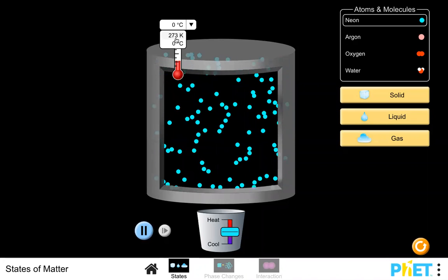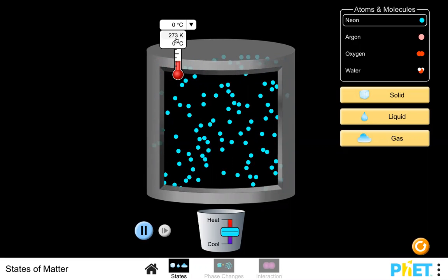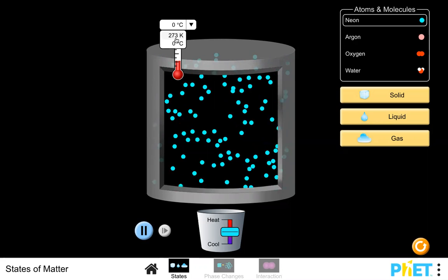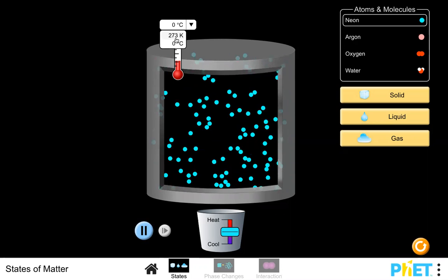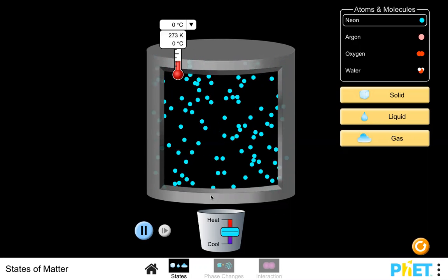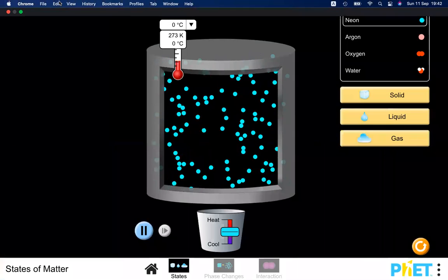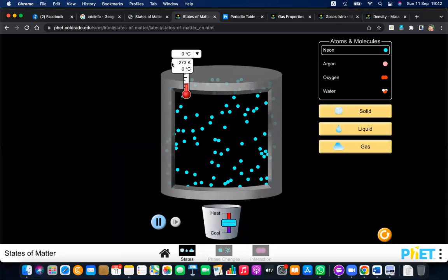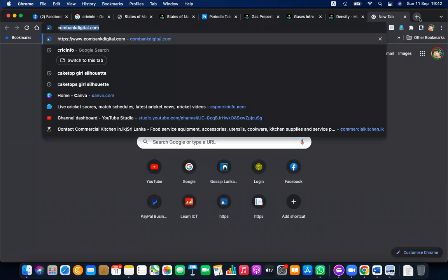Then 0 Celsius means how many Fahrenheit? 32, sir. 32, right? Okay, so I hope you know the Celsius to Fahrenheit conversion. Let me go back. Kelvin is this, and for Celsius to Fahrenheit, you multiply by 9, divide by 5, and add 32 to that. So that is Celsius to Fahrenheit.